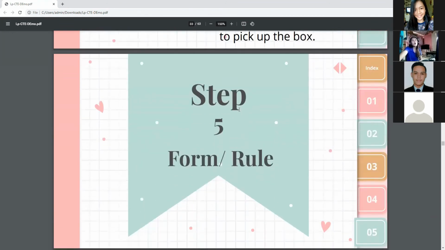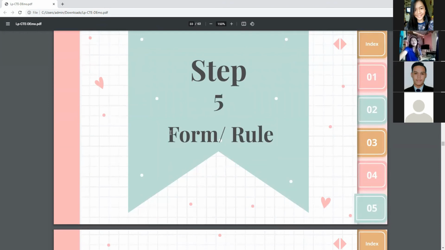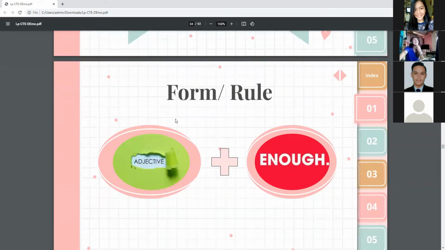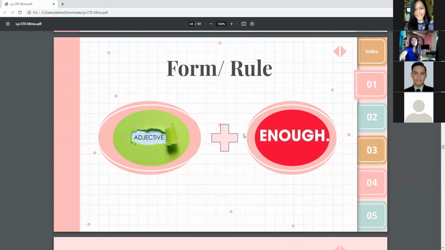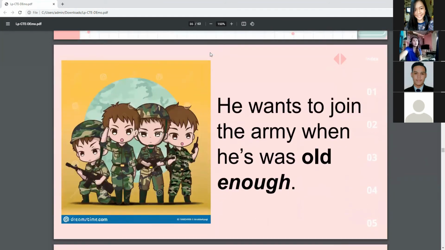So let us now discuss the form or rule of enough. In the form and rule of too, the too comes first before an adjective or an adverb. Okay? In enough, the adjective comes first before enough. So adjective plus enough. Let us look at this example. Will you please read, Russell? He wants to join the army when he was old enough.